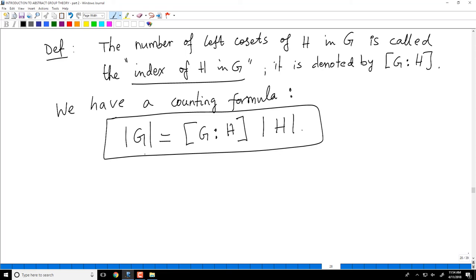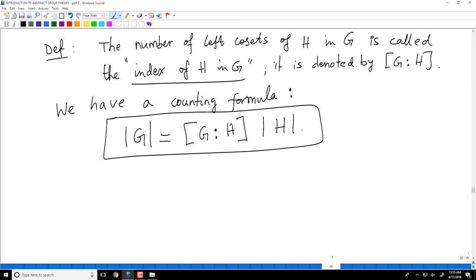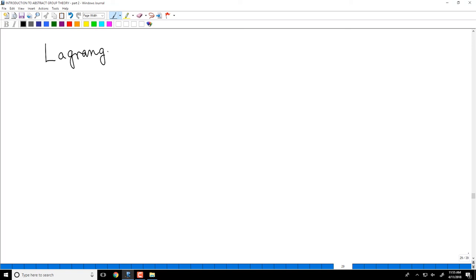I have already proved this. The previous work is a proof of this. So if you are not clear, you should go back and listen to this again and convince yourself that we have the counting formula, which says that the cardinality of the group, or order of the group, is the index of H times the order of H. Here H is a subgroup of G. As an immediate corollary of this, I am going to write a very important theorem. It follows immediately. It's called Lagrange's theorem. This is one of the first important theorems in group theory.